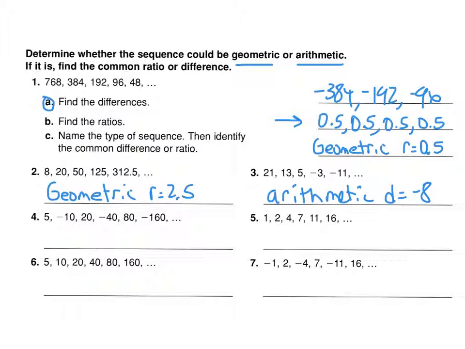On number 4, I started dividing, and every time my common ratio was negative 2. So this thing's geometric. And I get R equals negative 2.